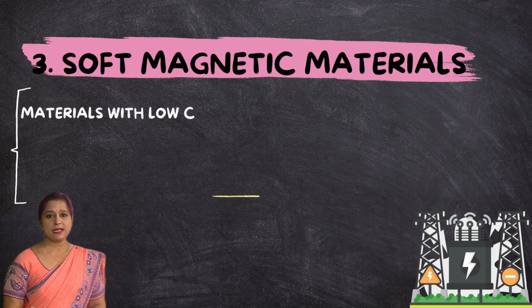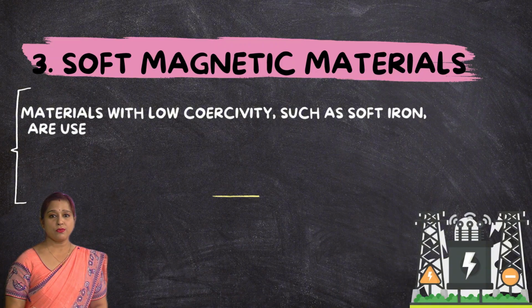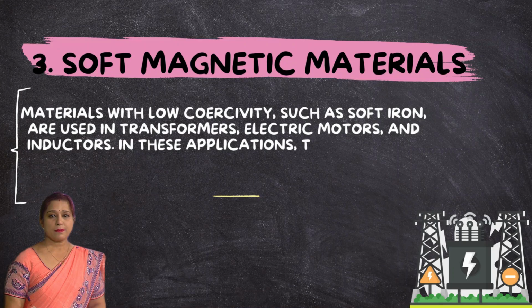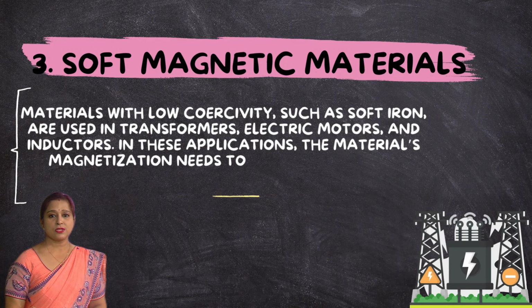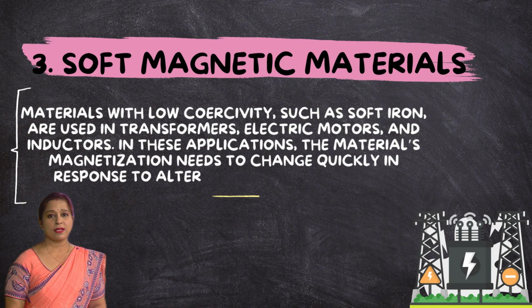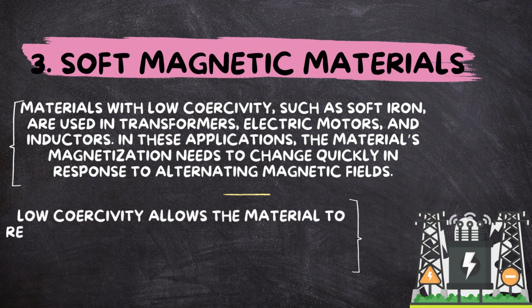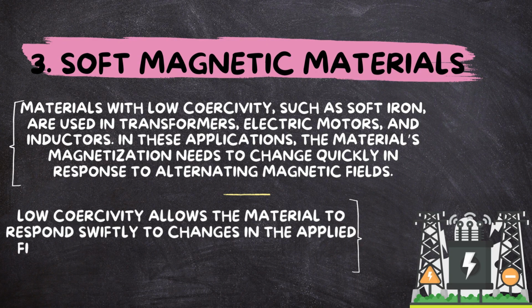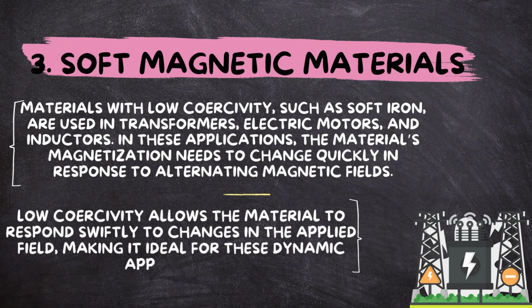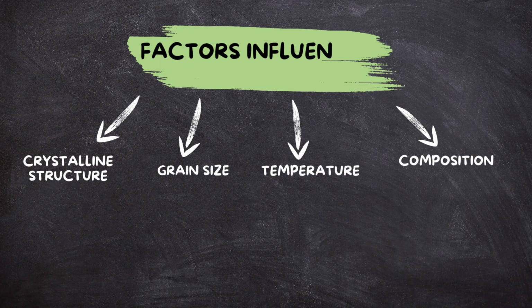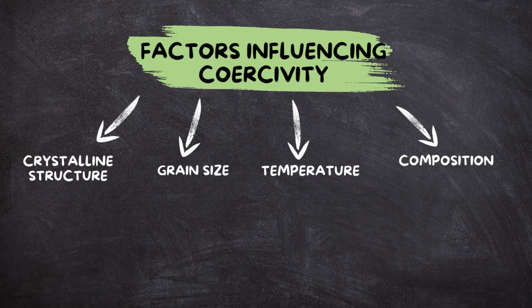Materials with low coercivity such as soft iron are used in transformers, electric motors, and inductors. In these applications, the material's magnetization needs to change quickly in response to alternating magnetic fields. Low coercivity allows the material to respond swiftly to changes in the applied field, making it ideal for these dynamic applications. Several factors influence the coercivity of a material, including the crystalline structure of the material, its grain size, temperature, and composition.